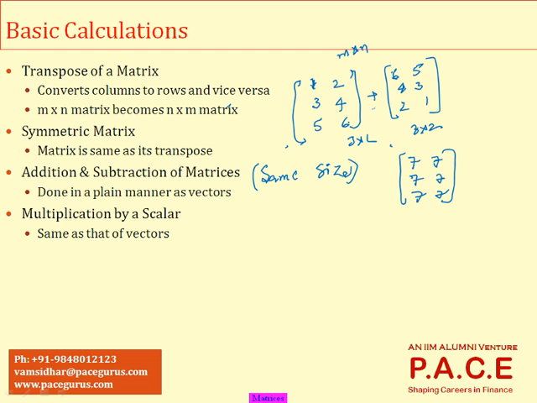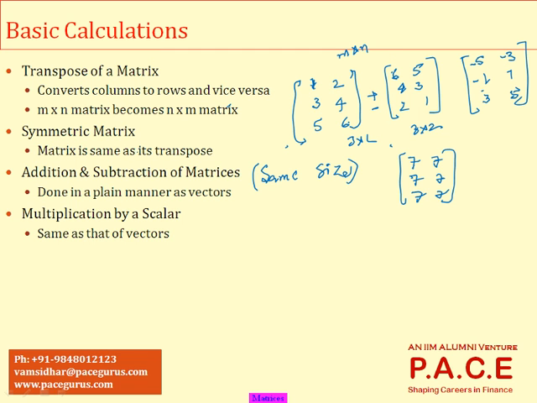The same thing can happen if I want to take a subtraction. Position wise subtraction. 1 minus 6 is minus 5. 2 minus 5 is minus 3. 3 minus 4 is minus 1. 4 minus 3 is 1. 5 minus 2 is 3. 6 minus 1 is 5. This is my subtracted matrix. So matrix addition and subtraction is a very simple exercise. And as I said, it is possible only when both the matrices are of the same size.